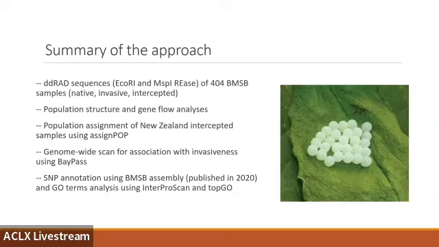So just a quick summary of the methods that we had. We had double digest RAD sequences of 404 BMSB samples from native, invasive, and intercepted ranges. We did population structure, admixture, and gene flow analysis. We used the program assignPOP, which uses a machine learning approach for the assignment of New Zealand intercepted samples. We used BayPass for genome-wide scanning for association with invasiveness. And finally, by using the BMSB assembly that was published in 2020, we functionally annotated outliers.